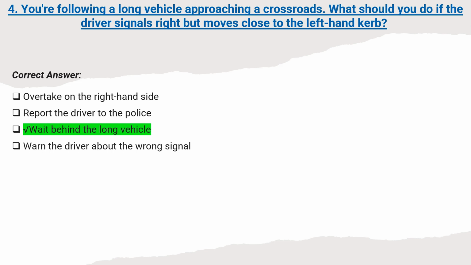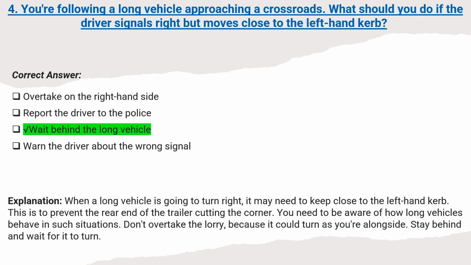Explanation: when a long vehicle is going to turn right, it may need to keep close to the left-hand curb. This is to prevent the rear end of the trailer cutting the corner. You need to be aware of how long vehicles behave in such situations. Don't overtake the lorry, because it could turn as you're alongside. Stay behind and wait for it to turn.